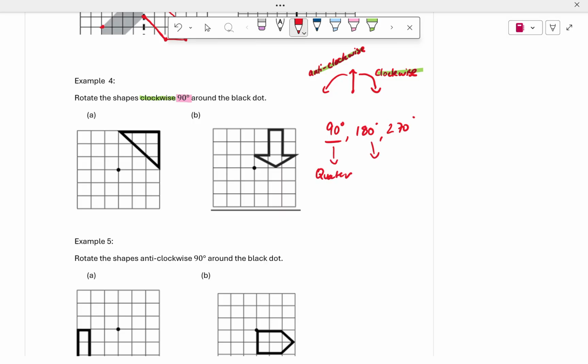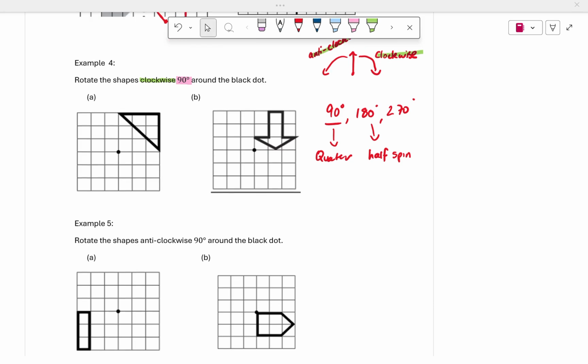180 represents a half spin, effectively. We'll talk about that in a second. And 270, we'll make mention of this a little bit later on, how we can reference a 270 spin.